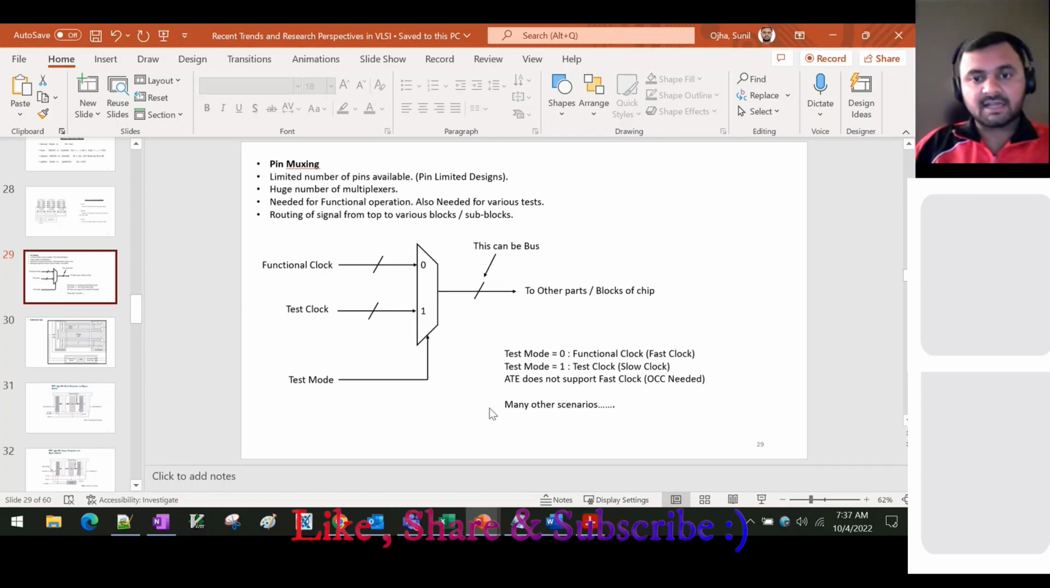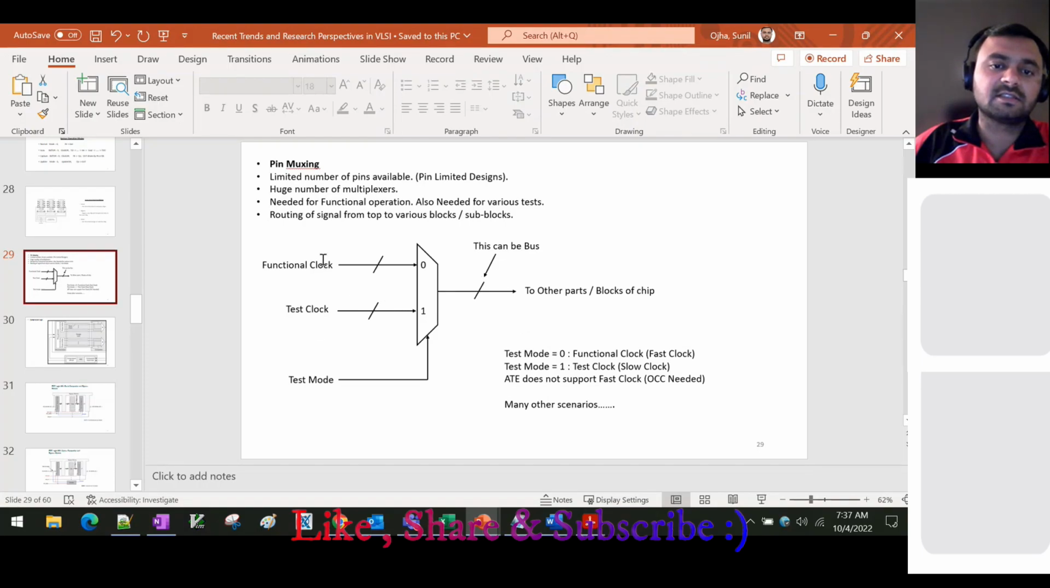So to shift the data, you always use the test clock. This is just an example, you need a mux. Basically you make the test mode 0, so it will take the functional clock. You make it 1, it will take the test clock. So you don't have different pads for that, you just use the muxing logic. This is just an example.